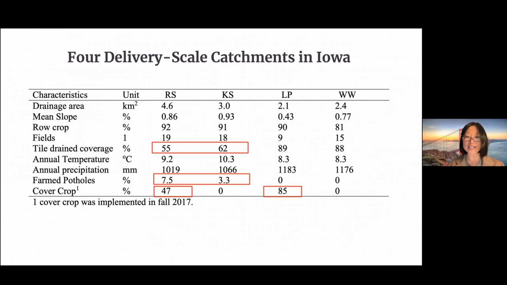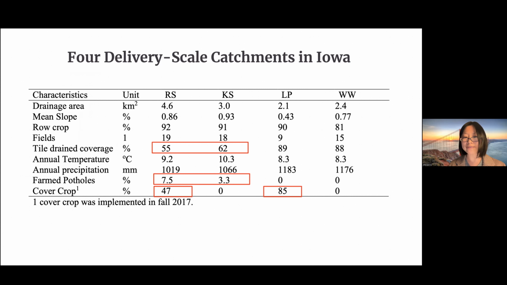The drainage area is very small, ranging from 2 to 5 square kilometers. And they are typical agriculture-dominated catchments. So we have the row crop area percentage ranging from 80 to 90%, and each of them has 9 to 19 fields. And we have tile drainage within the catchments. But 2 of them have tile drainage coverage close to 50 to 60%, and the other 2 close to 90%. So they are intensively tile drained.